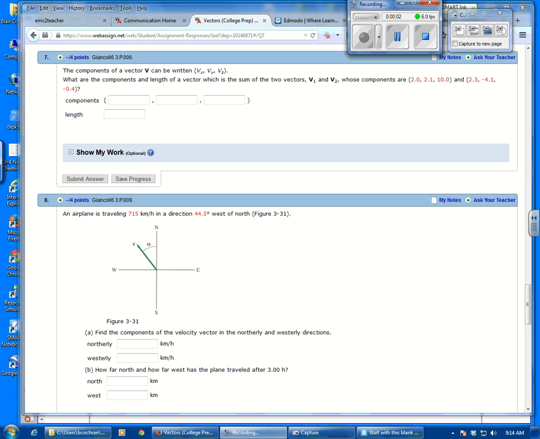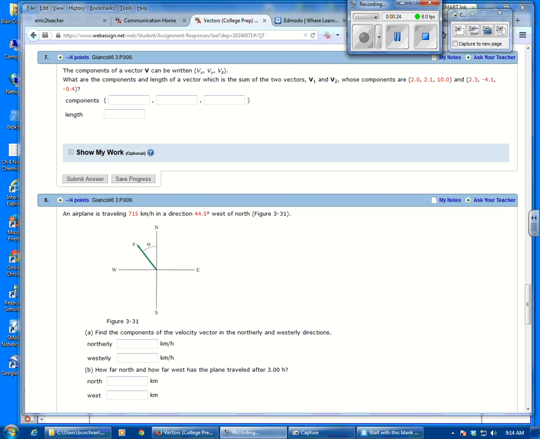So, we're going to do number 7. And number 7, guys, remember, you don't have to follow along, but just keep it low enough so I can hear myself and so other people can hear me. Thank you. In number 7, they're asking us to add vector v1 to vector v2.